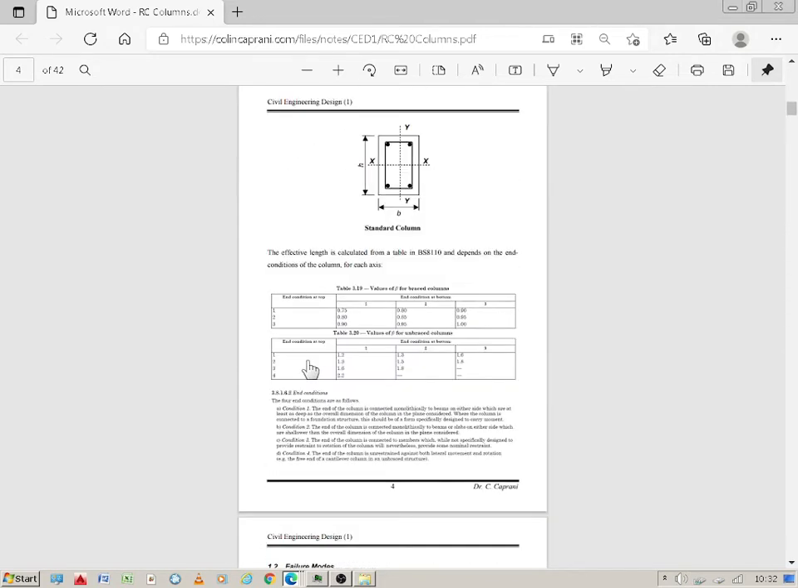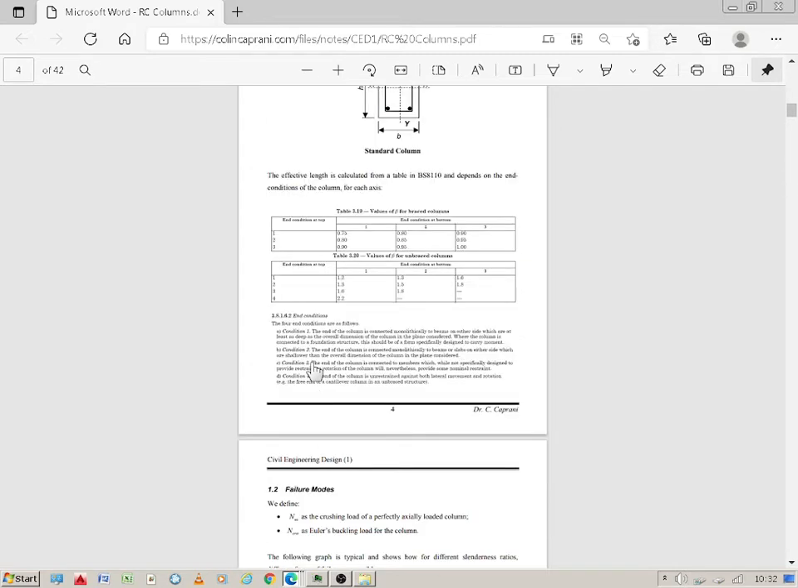I might do another diagram. I think I've seen it somewhere else. There's a diagram that shows you all the end conditions.